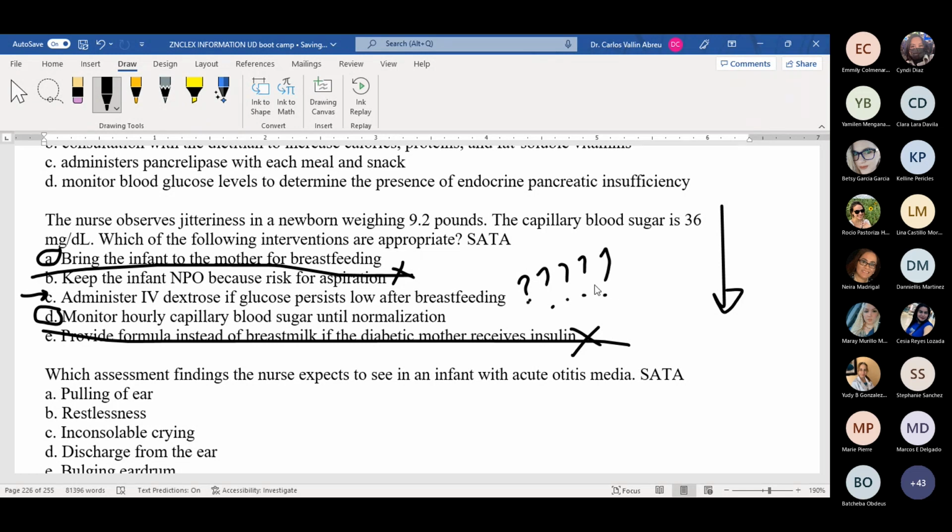Maybe this question is not well worded, but the protocol says that if the blood sugar persists low but the baby is active, provide more breastfeeding. But if the baby is not improving, administer IV glucose. So probably at the end, I say it's overthinking. Let me mark this as correct. This is probably what I would be doing at the end. I don't know what you will be doing.